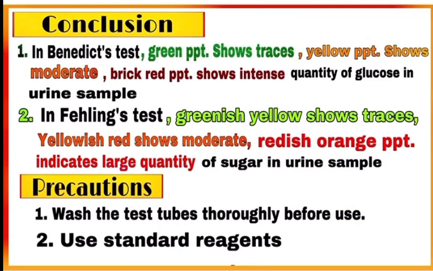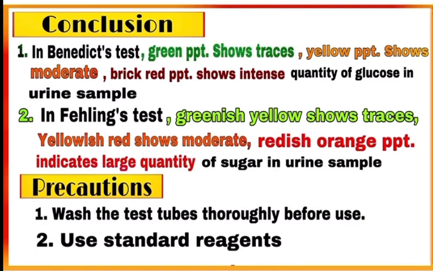Now write the conclusion. In Benedict's test, green precipitate shows traces of glucose, yellow precipitate shows moderate quantity of glucose, while brick red precipitate shows intense quantity of glucose in urine sample. In Fehling's test also, greenish yellow shows traces, yellow red shows moderate and reddish orange precipitates indicate large quantity of sugar in the urine sample.